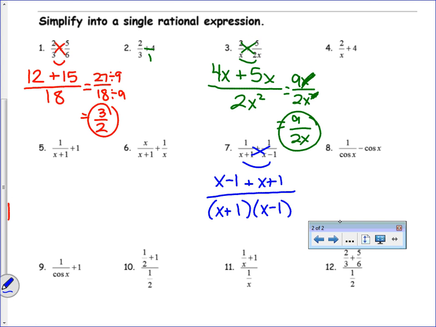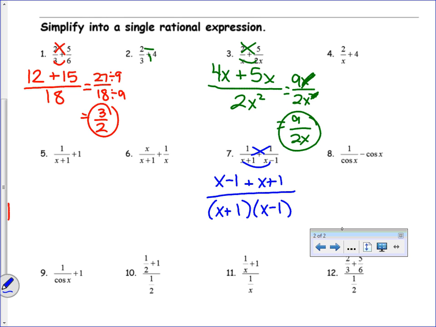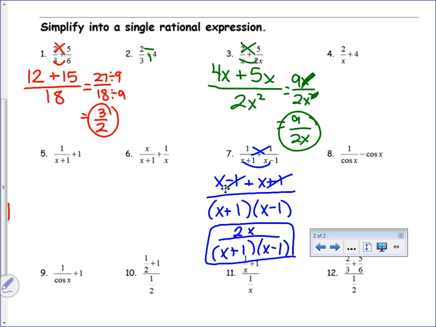Okay, so for this one, I'm just going to write my parentheses, and then I'm going to simplify the top. So those are going to cancel. x plus x is 2x all over x plus 1 times x minus 1. You can stop there because we can factor the bottom out and get a fancier answer, but it doesn't matter. This is perfectly acceptable.